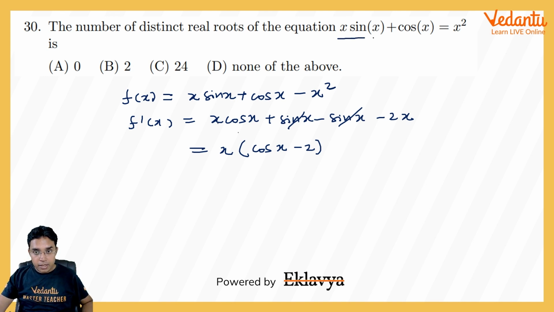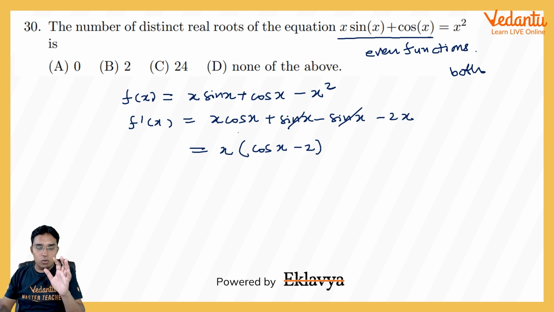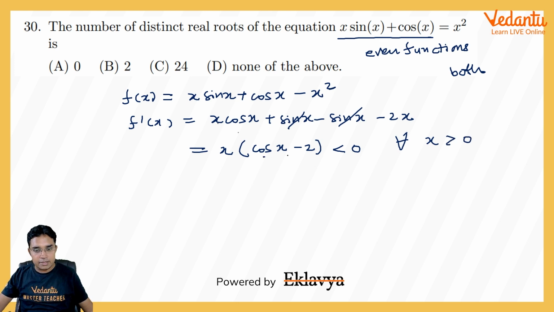Everybody listen carefully. You can check both sides functions are even, isn't it? Because sin x is odd, x is odd, so the product will be even. So if we can check roots for x positive only, we just have to multiply by 2, because whatever solutions you have for x positive, the same number of solutions will be there for x negative also. So f dash x, if you check, will be negative for all x positive, because cos x minus 2 is negative and for x positive this is positive, so this product will be negative. So f dash will always be negative, so f(x) is a decreasing function.